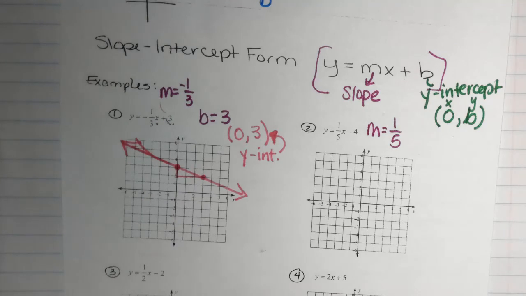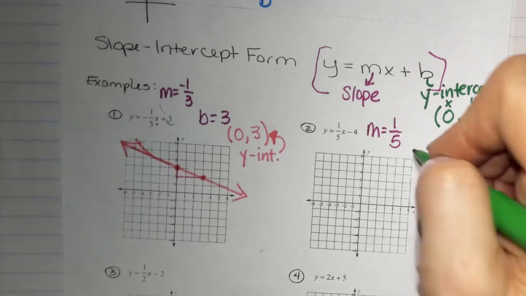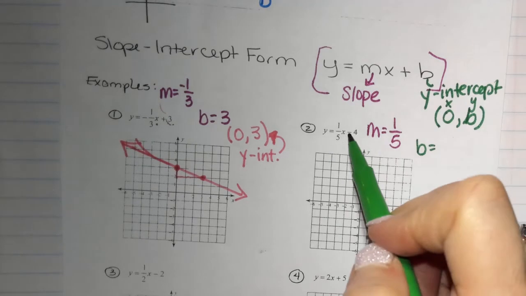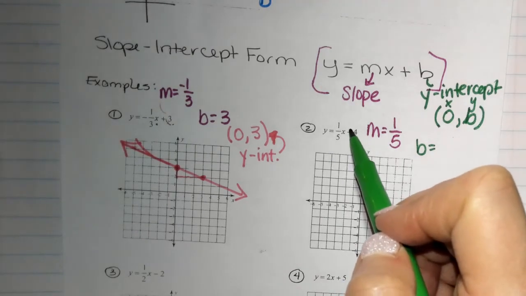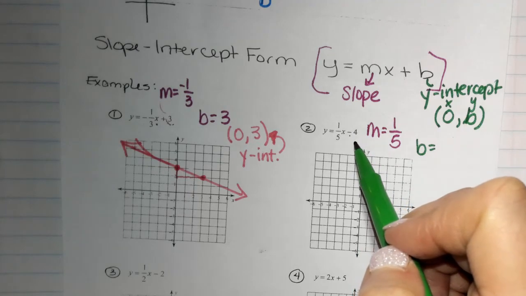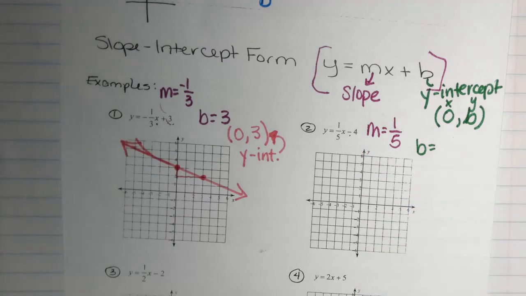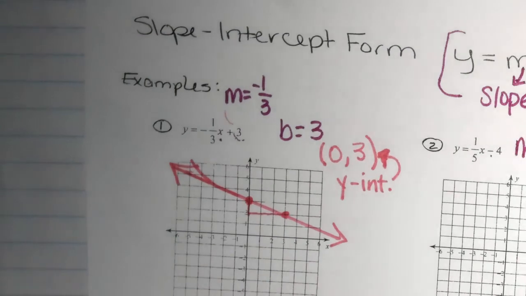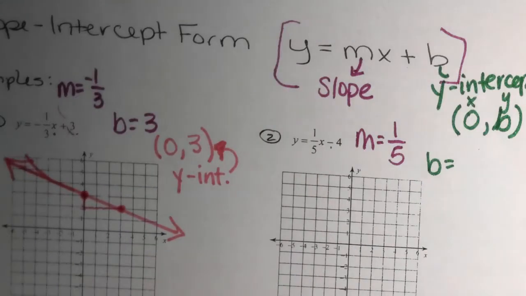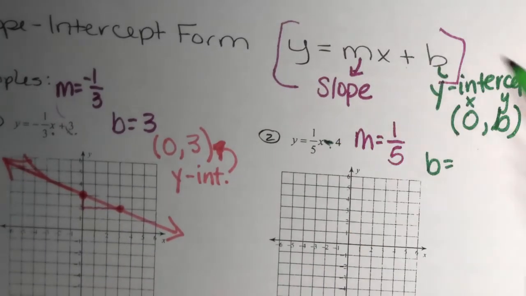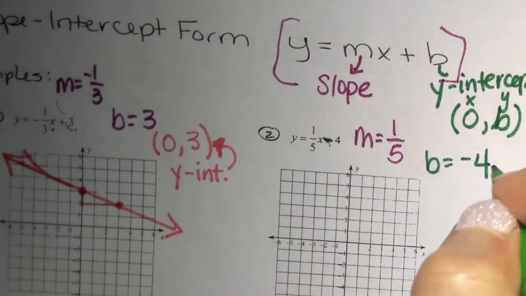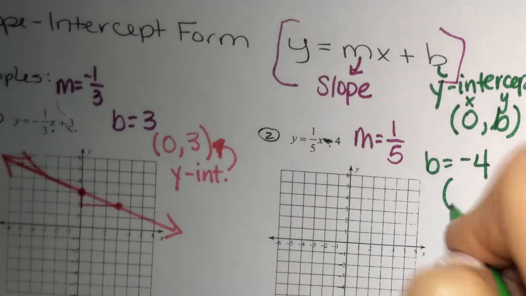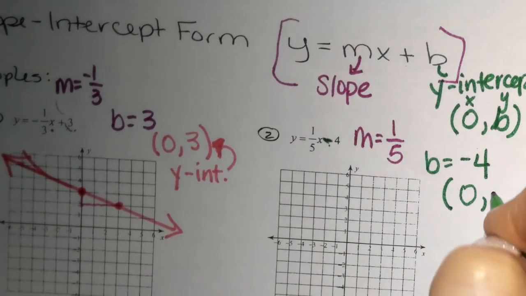And your b, ooh, this one's a little different because it's not in a plus form. There is not an adding. It doesn't say plus 4. It says minus 4. See if I can get closer there. It says minus 4. So that really means plus a negative 4. So that makes our b negative. So our y-intercept is going to be at 0, negative 4.